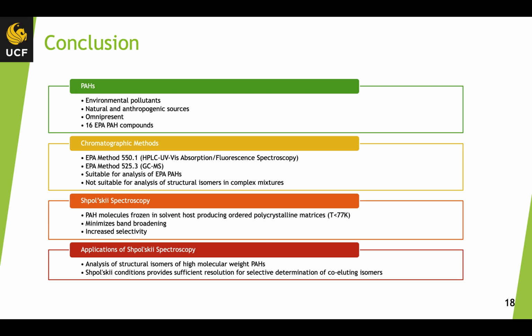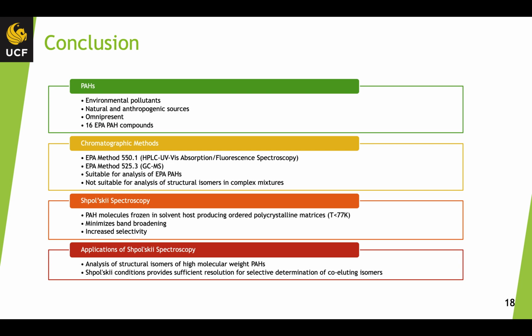These are suitable for the analysis of these EPA PAHs, however, they are not suitable for the analysis of structural isomers in complex samples due to the broadening of the band structures. In this case, it would be good to apply Shpol'skii spectroscopy, which, as mentioned, involves the PAH molecules frozen in a solvent host, producing ordered polycrystalline matrices at very low temperatures. This minimizes band broadening due to inhomogeneous, thermal, and vibronic effects, and increases the selectivity of this method towards specific PAHs in complex samples.